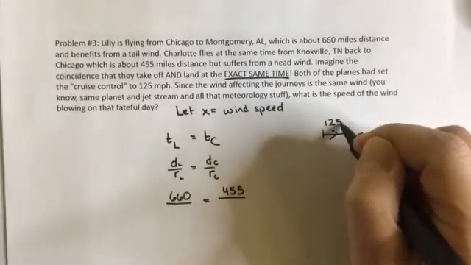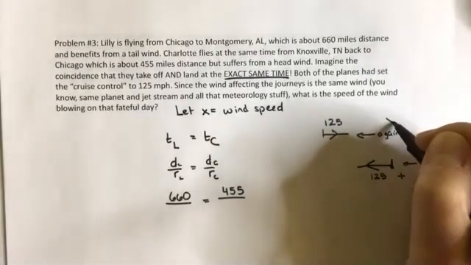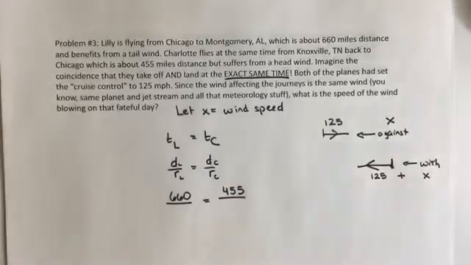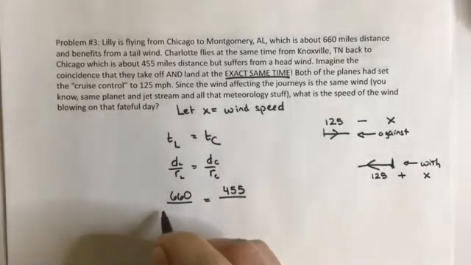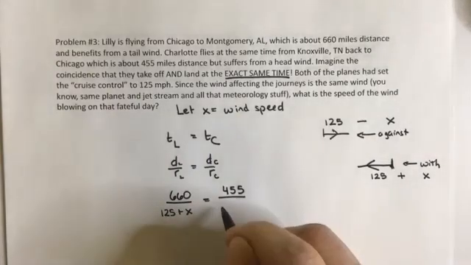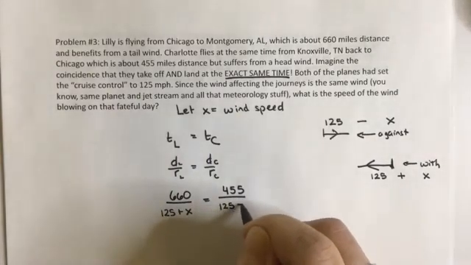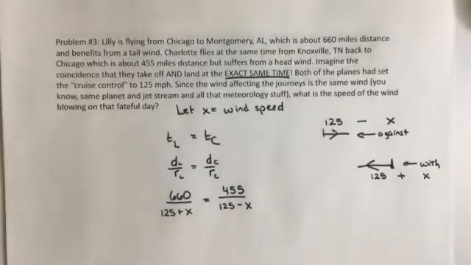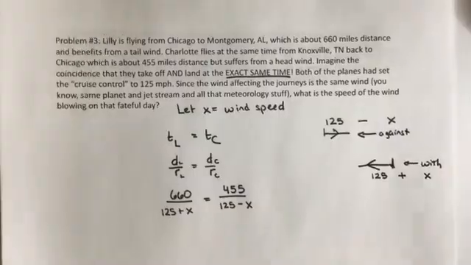So if the plane is trying to go 125 into the wind, it's being slowed down. That means that Lily, who has the wind with her, has a denominator of 125 plus x, whereas Charlotte, who's suffering against the wind, has a denominator of 125 minus x. And so there's our equation. We just go from there.